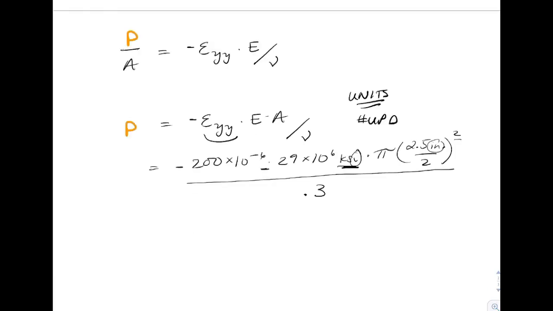So if we multiply all those numbers together, notice that we've got two negatives. We've got negative times the strain, and the strain was a negative value. So we end up in the end with a positive number, 94.95 kips, which would be in tension.